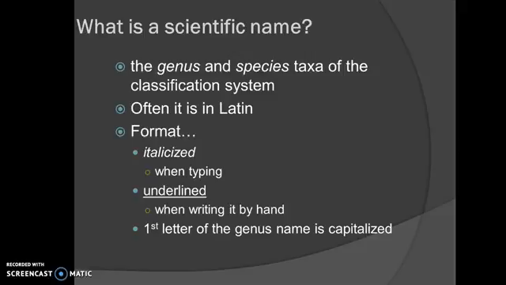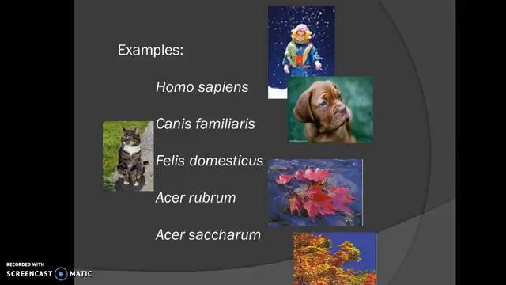So the first letter of the genus name is always capitalized, and the species never is. So here's a bunch of examples. Because this is typed, it's italicized. You are handwriting it though, so what should you do? Answer is, you should underline them.